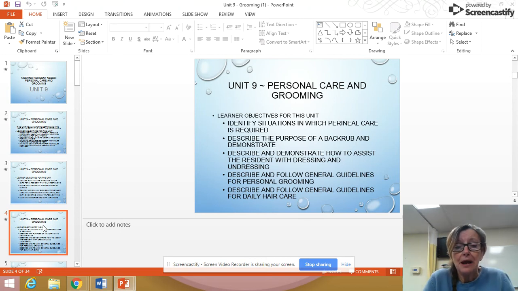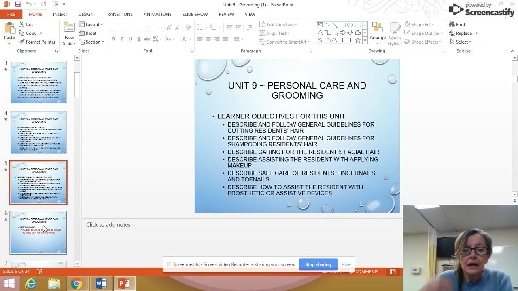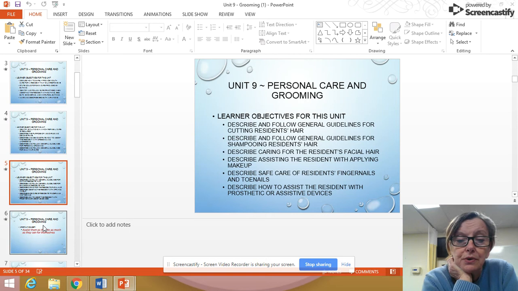Describe the purpose of a back rub and demonstrate, and then describe and demonstrate how to assist a resident with dressing and undressing. Describe general guidelines for personal grooming, guidelines for daily hair care. Follow guidelines for cutting residents' hair. We do not cut residents' hair. I'm just mentioning that right now. We do have beauticians usually that come in to do that.